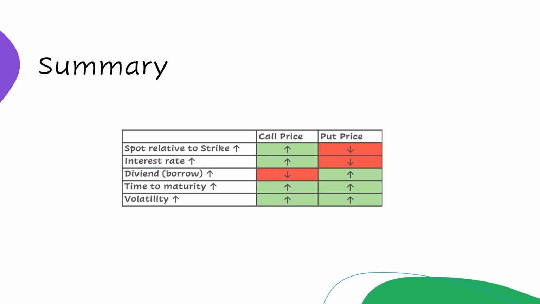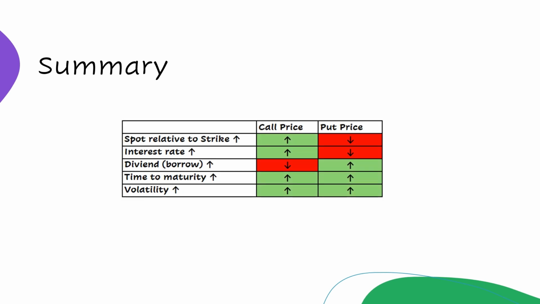There are 6 parameters: spot, strike, interest rate, dividend, tenor, and volatility. Each parameter affects call and put prices in different ways. And here's the summary table. Among the 6 parameters, volatility is the arbitrary one. We call volatility parameter implied from option price as implied volatility. This is the end of Chapter 2.